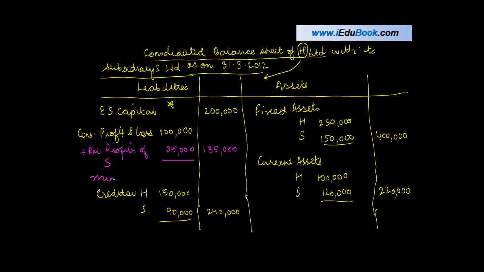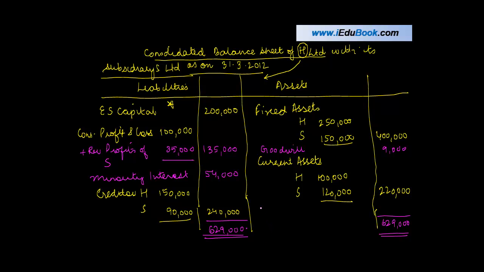So minority interest, 54,000, goodwill 9,000. Right? Can we do the total, please? And see if the balance sheet is tallying. This will give us 629. And this will also give us 240, 440, 540, 575, 629.